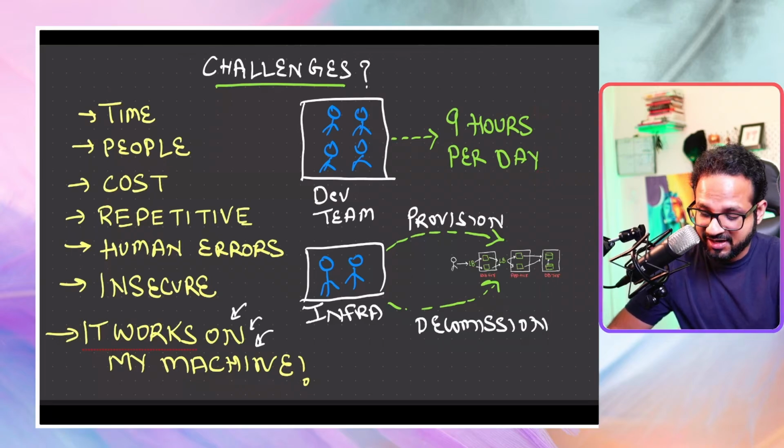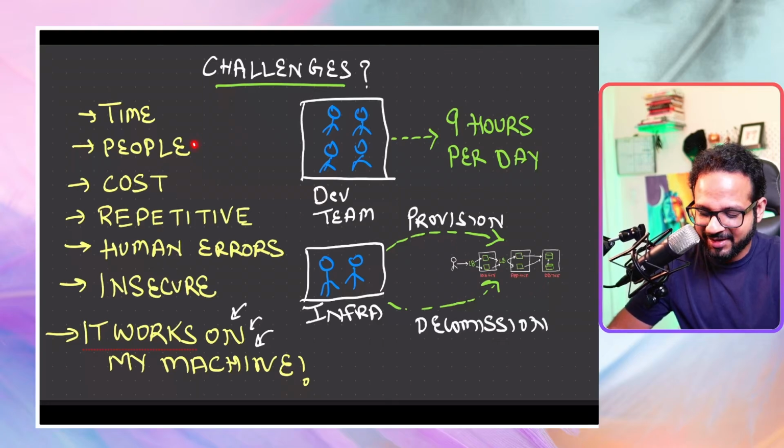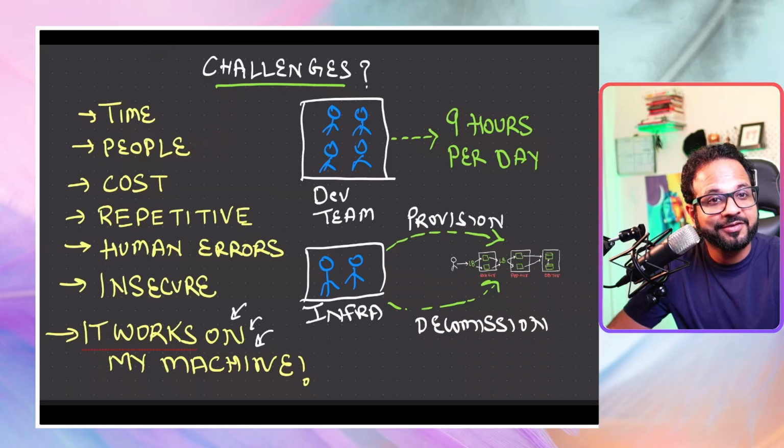Now, the challenges are, first is time. It takes a lot of time to just provision the infrastructure. When will we actually start working on it? When will we be doing testing, development, load testing, performance testing? When will we do that? Many people are required to do this job. Usually, like, pre-infrastructure as code era, there used to be a team to just provision and manage the infrastructure.